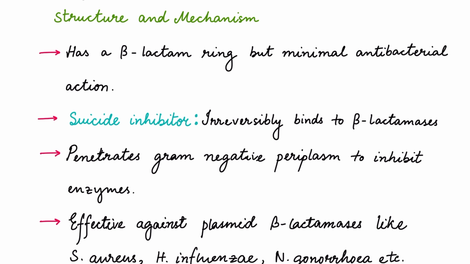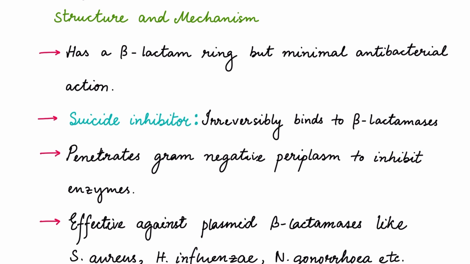If we look at the structure and mechanism, clavulanic acid contains a beta-lactam ring similar to penicillins, but it has very minimal intrinsic antibacterial action. Its importance lies in the fact that it acts as a suicide inhibitor. This means it binds irreversibly to the beta-lactamase enzyme. Once the enzyme binds clavulanic acid, it gets permanently inactivated and can no longer destroy the antibiotic.